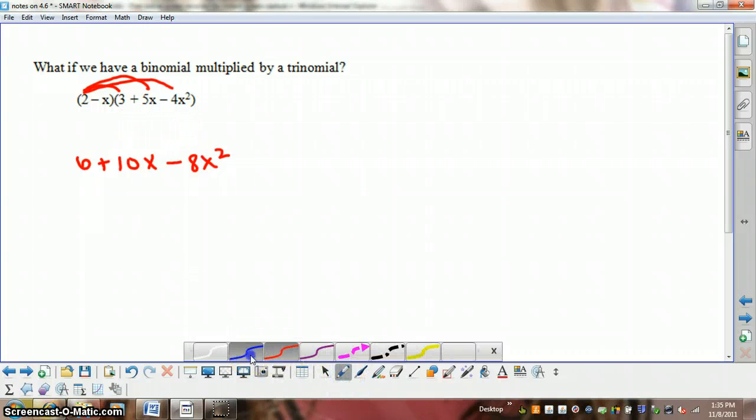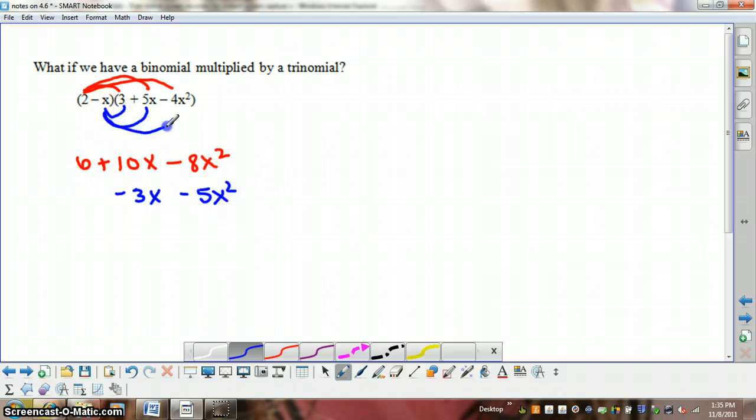Now I'm going to do the same thing, but now I'm going to multiply the negative x times each of these terms. So negative x times 3 is going to give us a negative 3x. And I'm going to write that underneath our 10x so that when we combine like terms we can do that easily. Then we have negative x times 5x. That's going to give us negative 5x squared.